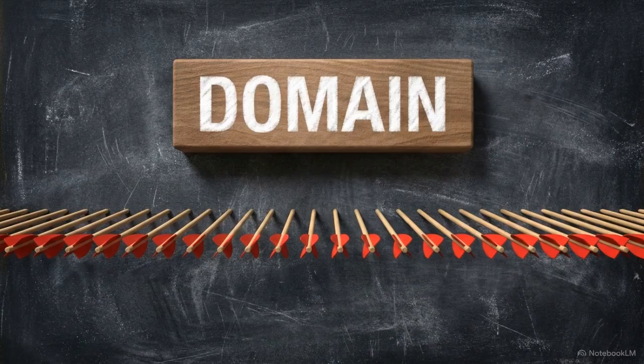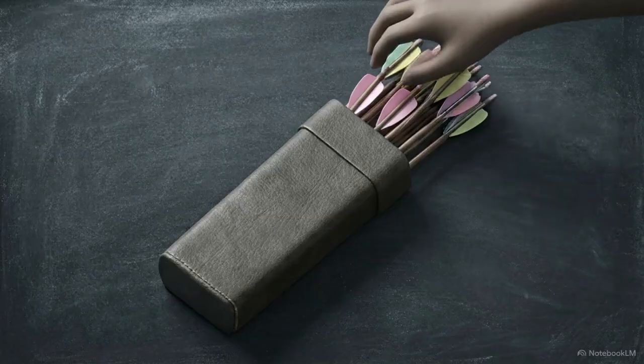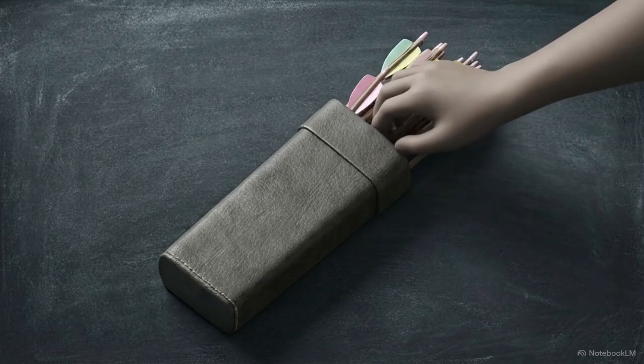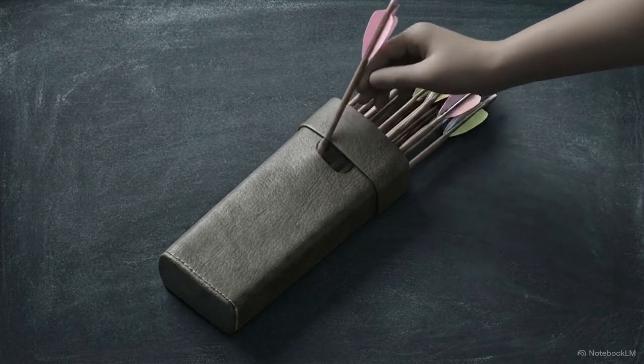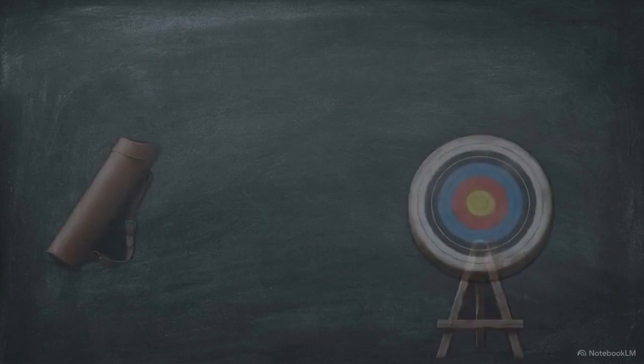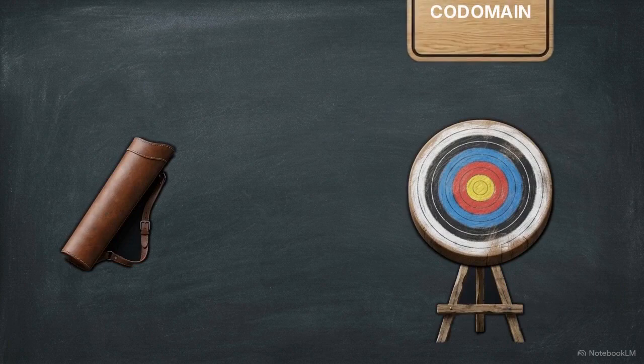First up is the domain. This is the set of all allowed inputs. You can think of the domain as the archer's quiver, the specific collection of approved arrows they are allowed to shoot. Next, we have the codomain. This is the entire set where the outputs are supposed to live. In our field, the codomain is the full physical surface of the wooden target board. Then we have the image.